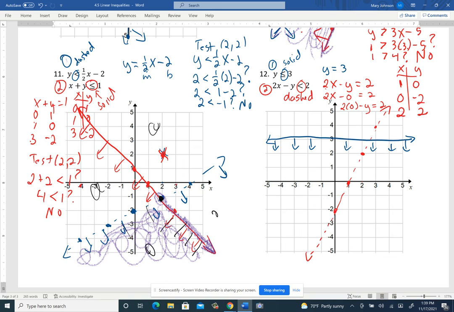And then I need to test a point on this one to decide which side I'm going to shade. So maybe I'll use the origin again and see if 0, 0 works. So I'm going to test 0, 0 in the inequality. Is 2 times 0 minus 0 less than 2? See how 0, 0 works well when things are in standard form? It zeroes out that side. Is 0 less than 2? And the answer would be yes. So 0, 0 works relative to the red line, so I need to shade the side where 0, 0 is.